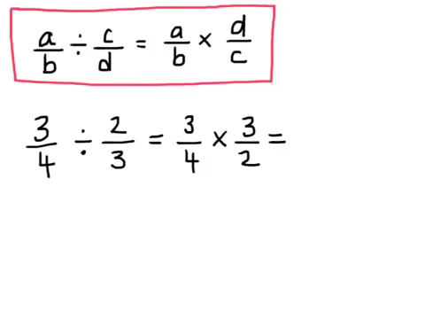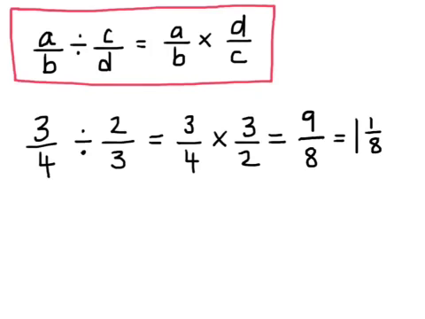Now to multiply two fractions, as we've seen before, we multiply the two top numbers, our numerators, and that's going to give us the answer 9. And we then multiply the two bottom numbers, or denominators, and that's going to give us the answer 8. And that means 9 divided by 8, and 8 goes into 9 once, with 1/8 left over.